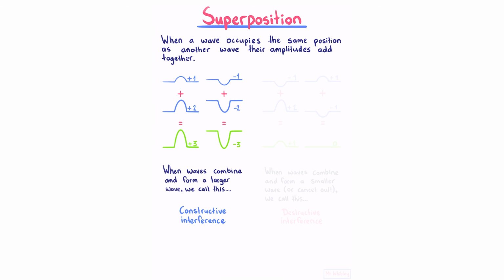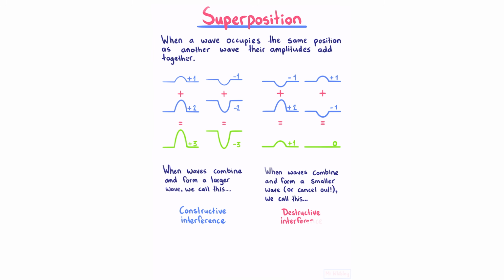Now, if we had a wave of amplitude -1 and then added on a wave of positive 2 amplitude, -1 plus 2 is positive 1, and so our resulting wave has an amplitude of positive 1. And then if we have a wave of positive 1 amplitude and add it to a wave of -1, plus 1 minus 1 is 0, and so we have complete cancellation. When waves combine and form a smaller wave, or cancel out, we call this destructive interference.